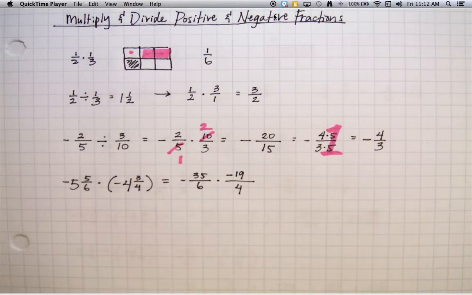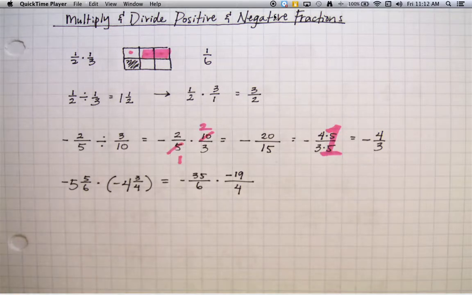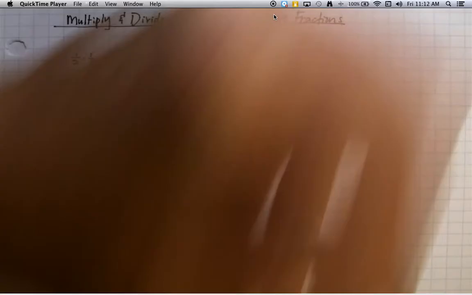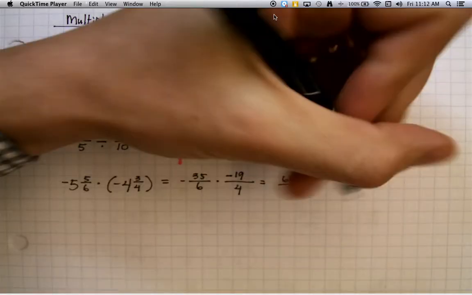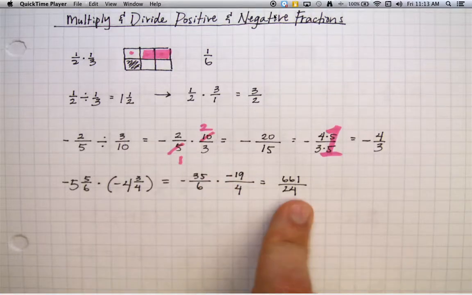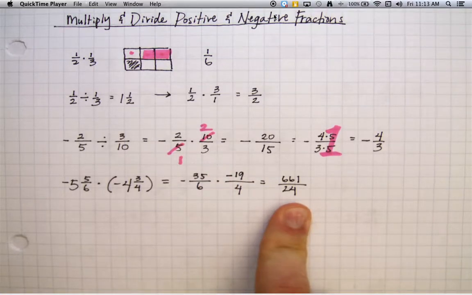That bums me out because now I have to do 35 times 19. I'm going to calculator that one out really fast. That is 661. And that's all over 6 times 4. That's 24. I know the whole thing's positive because a negative times a negative equals a positive. I remember that from my integer screencast.